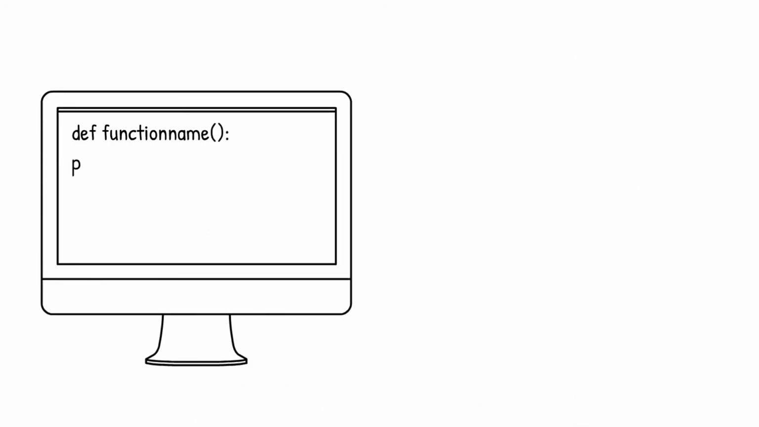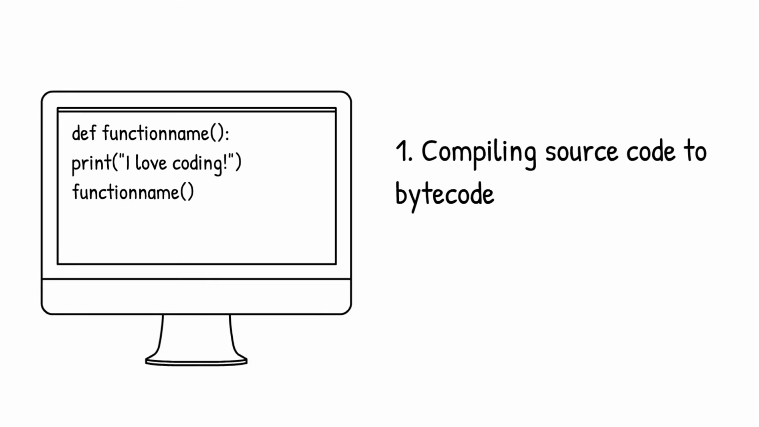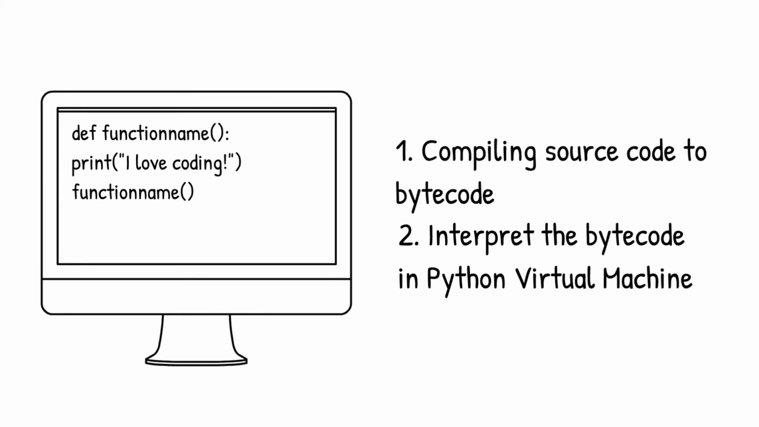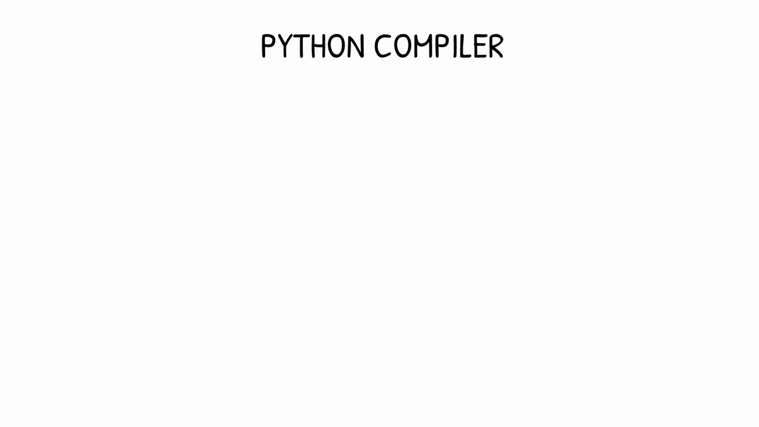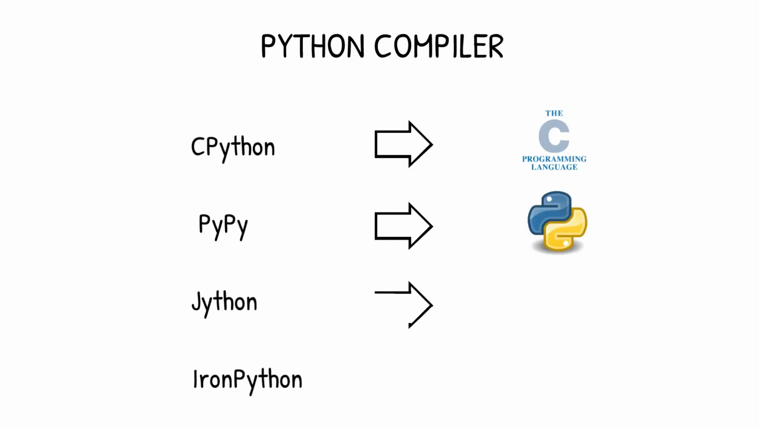Python code execution can be visualized in two steps. Compiling of source code into bytecode using a compiler. Interpret the bytecode in a Python virtual machine. Let us first talk about Python compilers. There are different versions of compilers that Python has, for example, CPython, PyPy, Jython, and IronPython. These are Python compiler implementations with different languages, for example, CPython compiler is written in C language, PyPy with Python, Jython with Java, and IronPython with .NET.